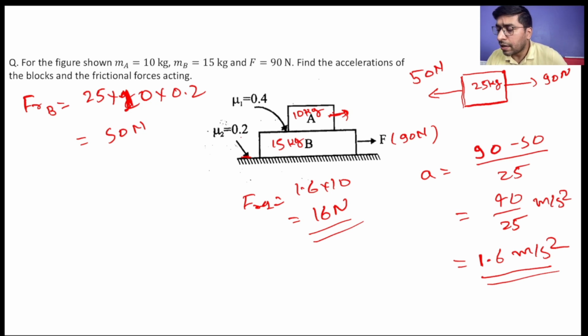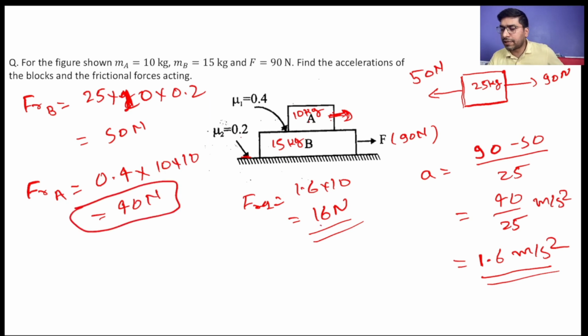Now we have to check whether the force by friction on A is sufficient or not, because A is moving due to friction force. So what will the maximum friction force on A be? It is 0.4 into mg, 10 into 10, that will be 40 Newton. Yes, so this limiting friction on A is obviously more than 16 Newton, right? So yes, blocks A and B will move together with an acceleration of 1.6 meter per second square, right?